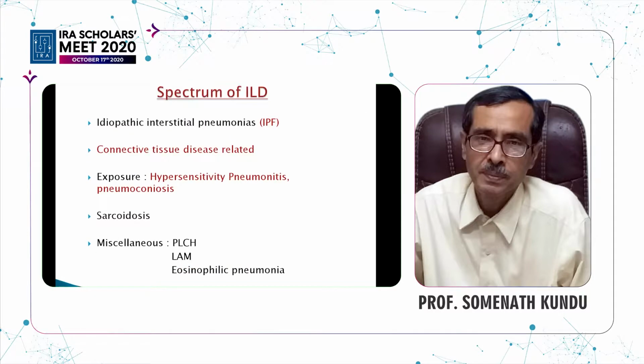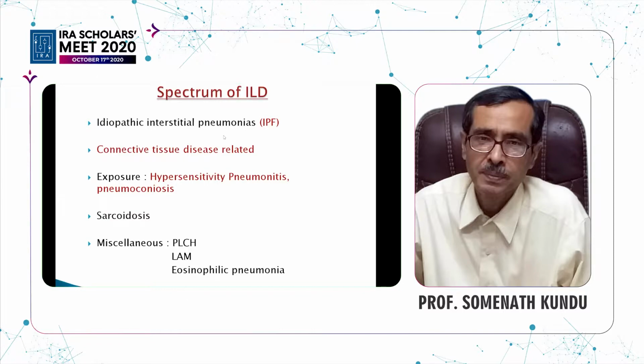As it is a heterogeneous disorder involving a wide spectrum of diseases, essentially there are 4 major groups. The idiopathic interstitial pneumonias, the prototype being IPF, the connective tissue disease related ILDs, the exposure-related ILDs, the hypersensitivity pneumonitis and pneumoconiosis, and the rest of the disorders.